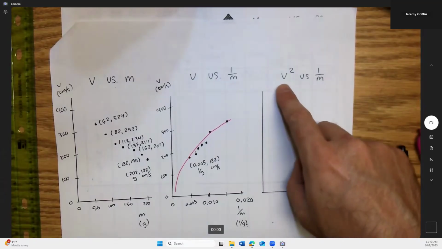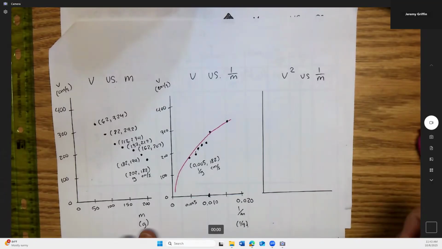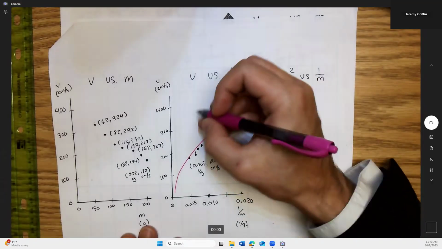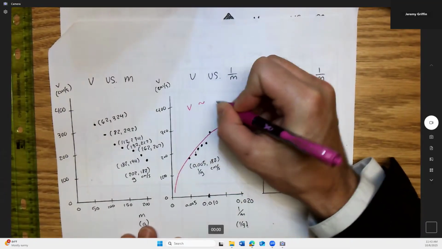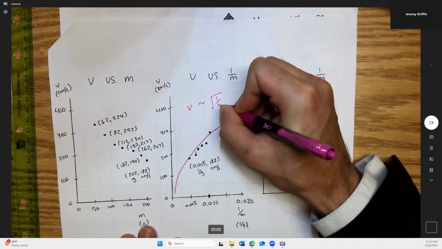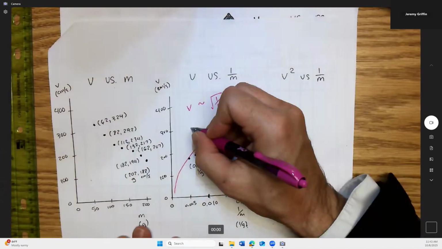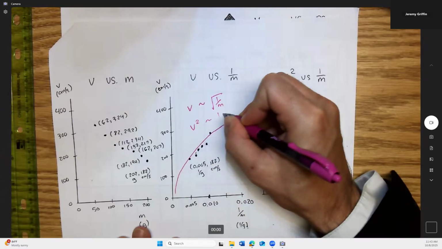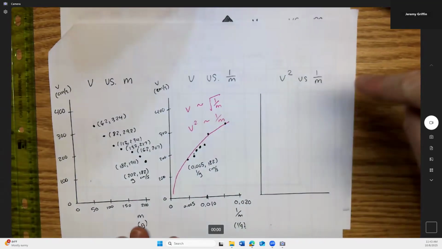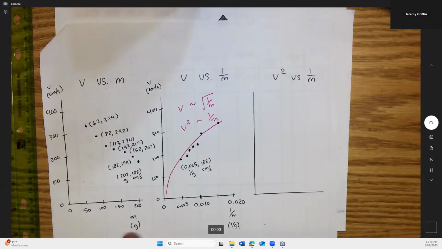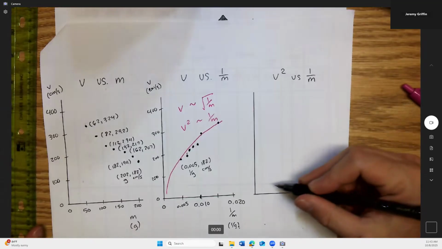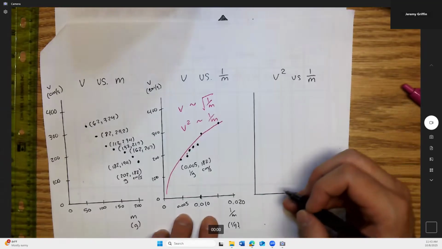Or what I'm going to have you guys do is square the v. So v squared versus 1/m. Here, let me write that down. So if v is proportional to the square root of 1/m, you could graph v versus square root 1/m. That should linearize. Or I could square both sides. v squared is proportional to 1/m, which is exactly the last graph. So I'm going to keep the 1/mass the same.